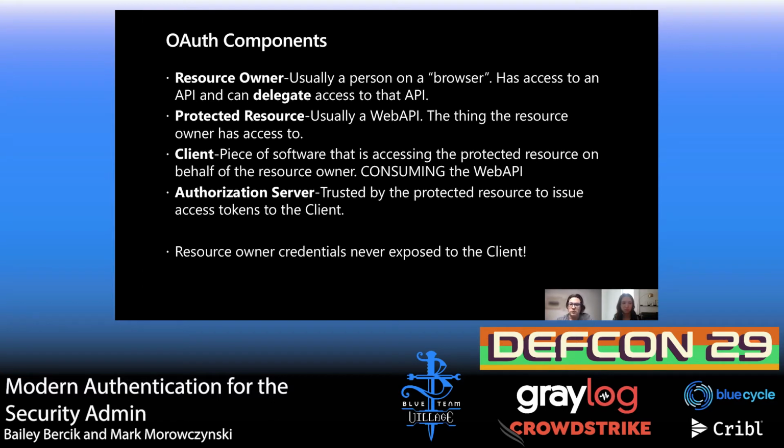But the first one here, the resource owner, this is just the person, and they're going to be at a browser. And we have browser in quotes here because it doesn't have to be like Edge or Chrome or Safari. It could also be a mini web browser inside of an application or something like that. But they're going to be in some sort of web flow. And this resource owner or user has access to an API, and they have the ability to delegate that access to that API. And what they're really delegating access to is that protected resource, which is the next component. This is usually going to be a web API, and this is the thing the resource owner has access to. So in that previous slide, you saw that the protected web API that it was being asked to get access to was the ability to read the calendar and contacts. So we're trying to get to that protected resource.